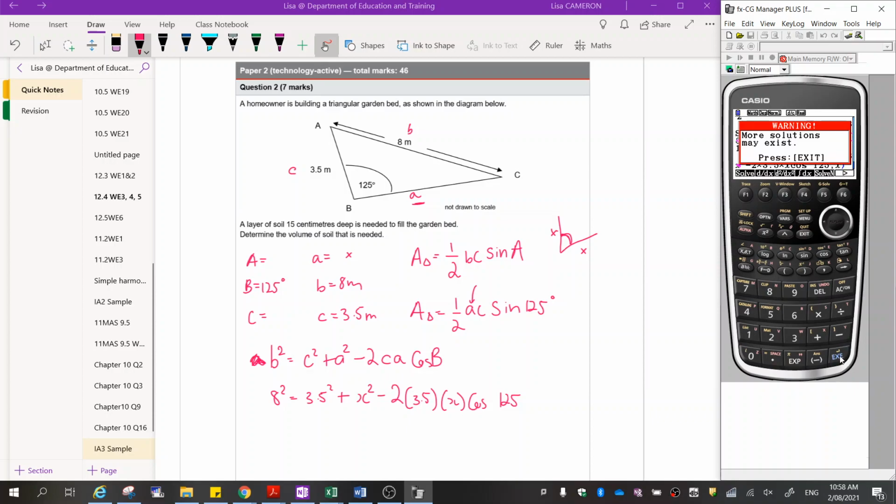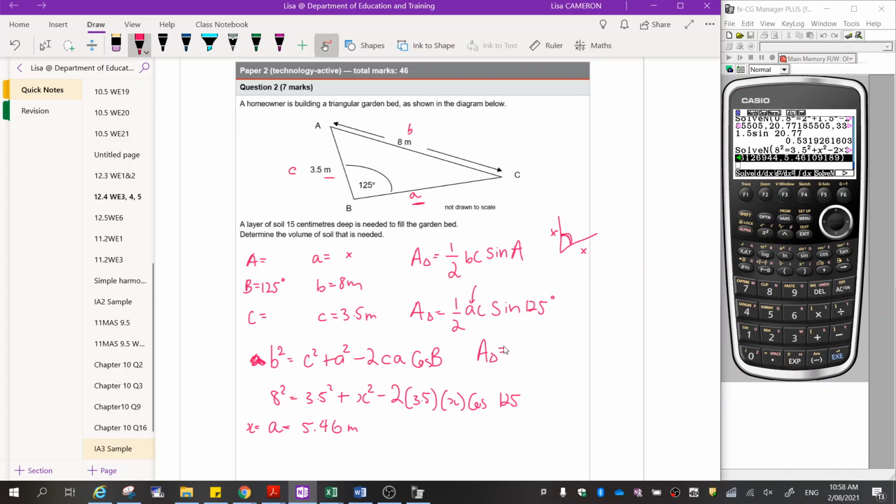Okay, so execute that. Because I've used Solve N, it's going to give me a large negative value that I don't want, and then the other value, which is the positive one, which is the one that I'm going to take. So here, a or x, whatever letter you're choosing to use, is going to be equal to 5.46. And we're going to make that metres because that will be in metres as well. Now I've got all the information that I need to put into this formula.